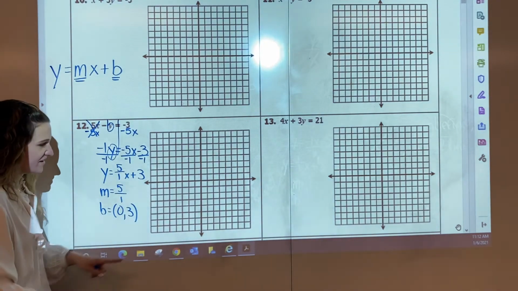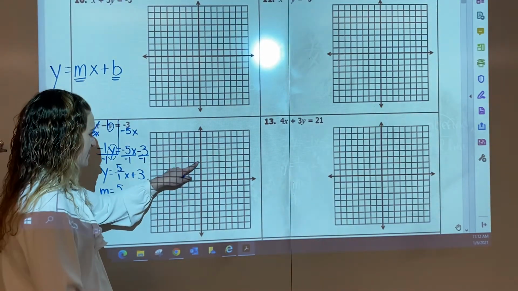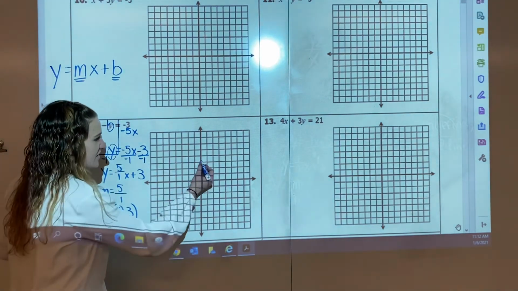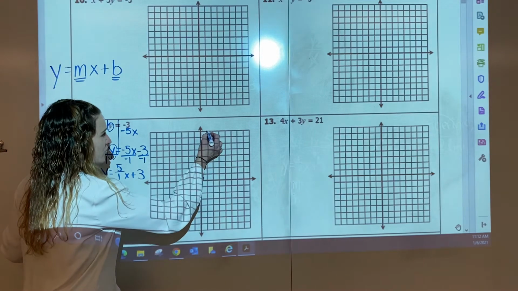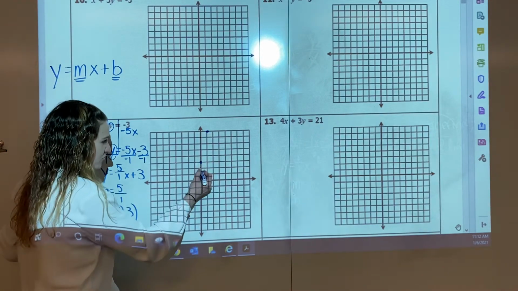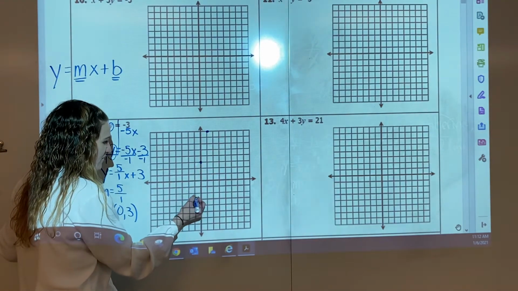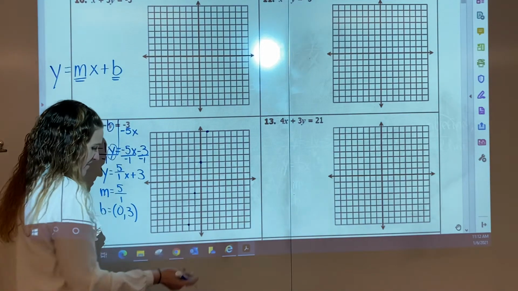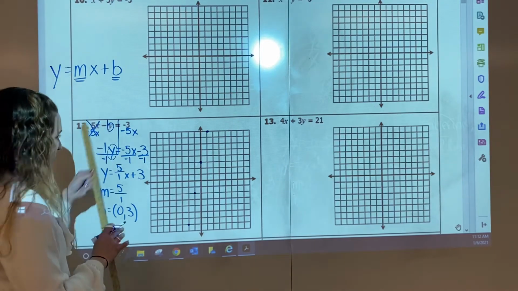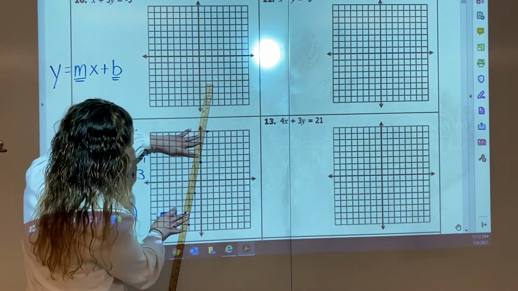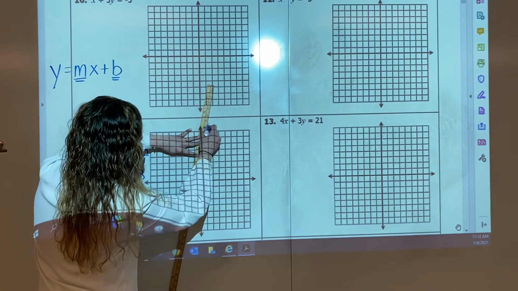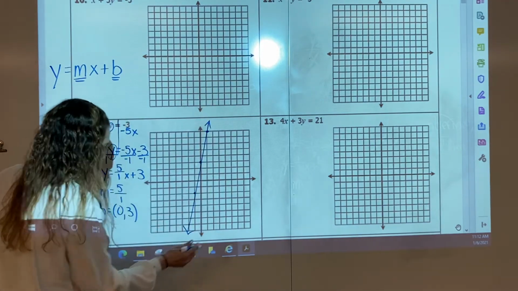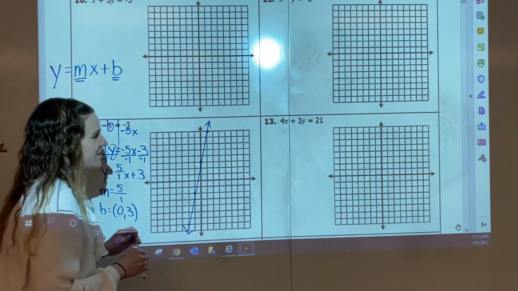Let's start there. From my origin, I'm going to go up 3, put my point. Then I'm going to use my slope, positive 5 over 1. 1, 2, 3, 4, 5 over 1. I'm going to go down a couple times. 1, 2, 3, 4, 5 over 1. Excellent. Got my points. Going to draw my line here. And my arrows. All right, not too bad.